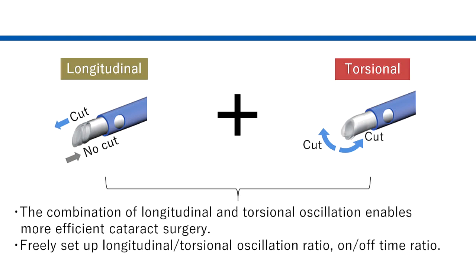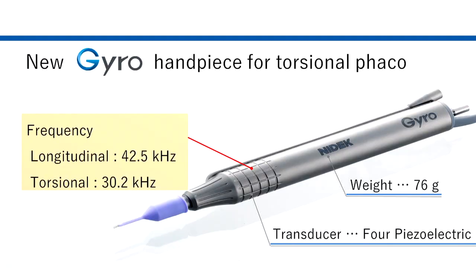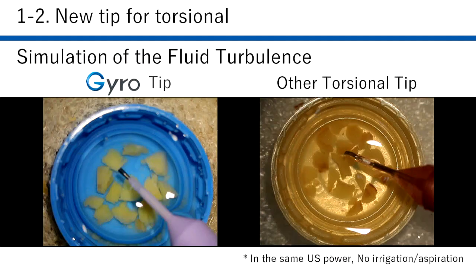So it allows more efficient cataract surgery, and there is an on-off time and longitudinal torsional oscillation ratio, which allows one or both of them to work together for a more efficient phacoemulsification. The frequency of longitudinal and torsional is slightly different, and it's a very light handpiece.